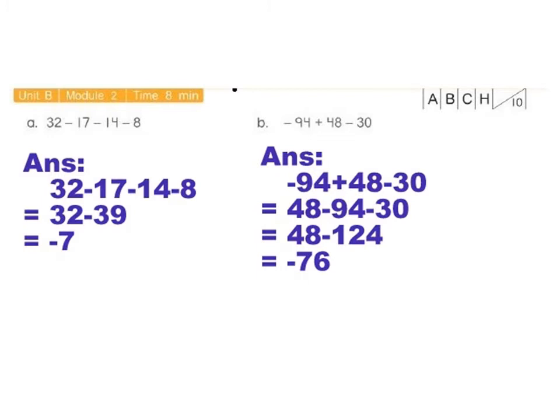In the second question, minus 94 plus 48 minus 30. After rearrangement, we get 48 minus 94 minus 30. Calculating the negative integers together, we get minus 124. So the new equation becomes 48 minus 124. So the final answer is minus 76.